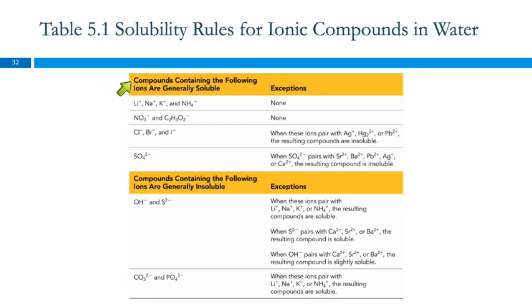In the top, these are compounds. Compounds containing these ions are generally soluble. So if it's got one of these ions in it, it's probably soluble, except, so there's a list of exceptions over here, and this is what looks kind of complicated. But the way we're going to use this is we're always going to start at the top, and we're going to go down. So if I see that my compound has lithium in it, it doesn't matter what the other ion is, that compound is soluble, because this one has no exceptions.